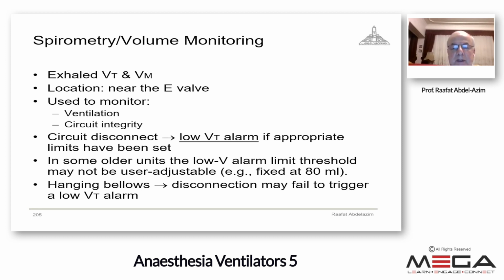If we have finished an operation on an adult patient, and we are going to ventilate a child in the next case, we have to readjust all alarms: the tidal volume high and low, the pressure high and low, and so on. In some older ventilators, the low volume alarm limit threshold may not be user adjustable. It is a preset value, for example, 80 milliliters, and of course this is no longer used.